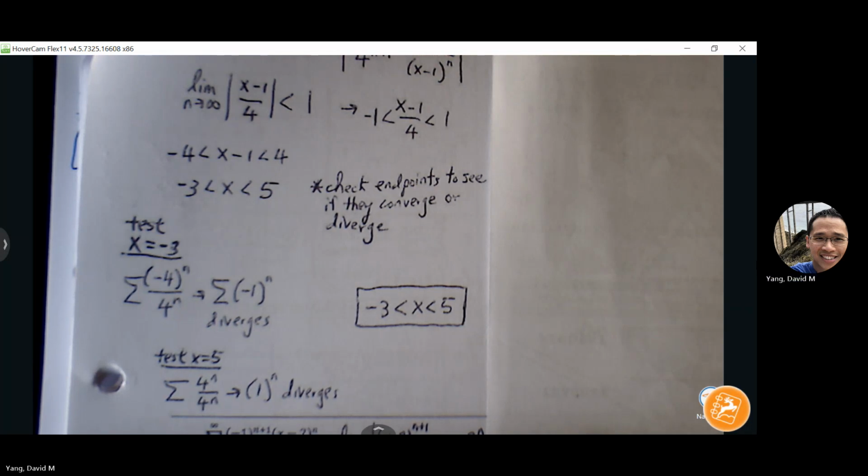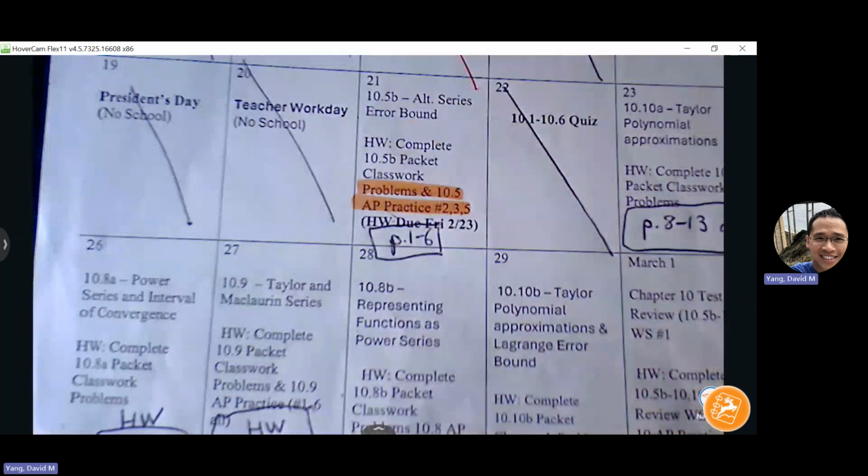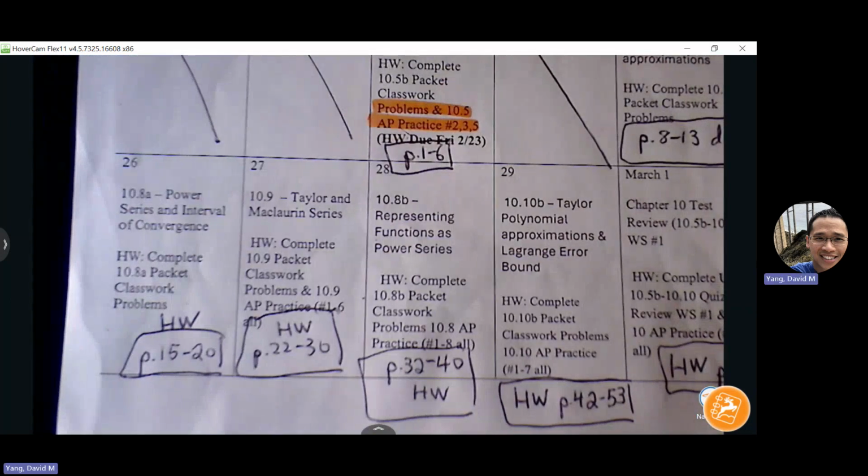All right, you guys will finish off the rest of the pages there. Pages 15 through 20 are your homework.